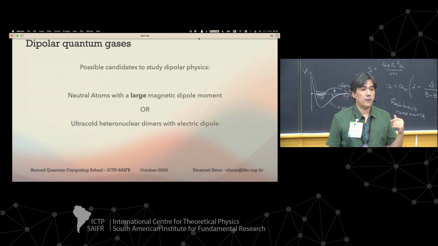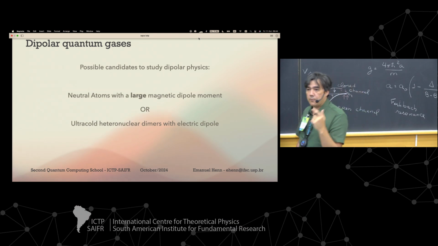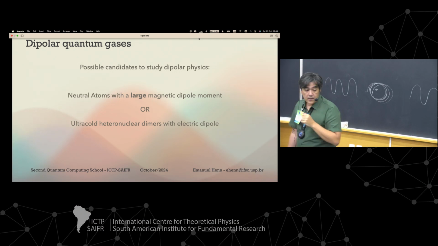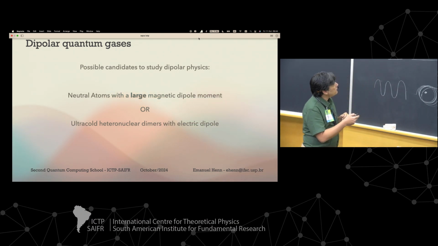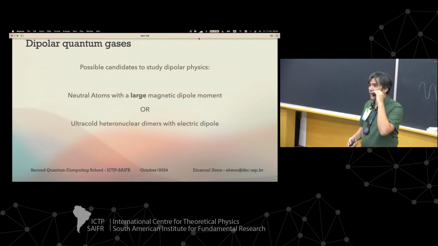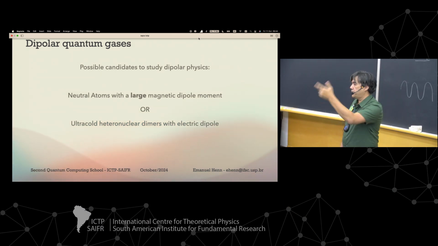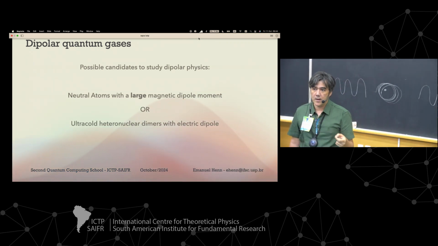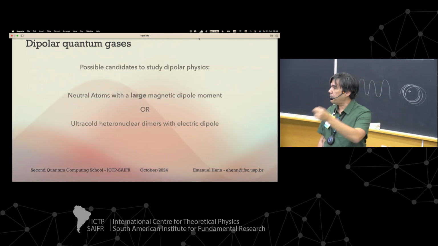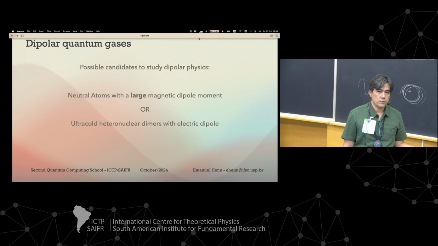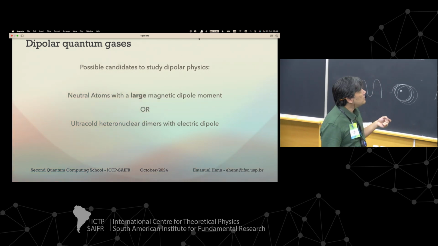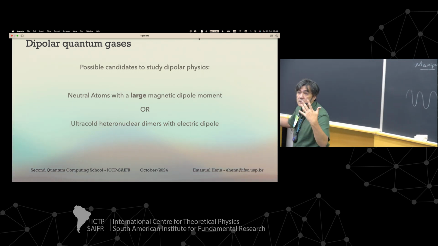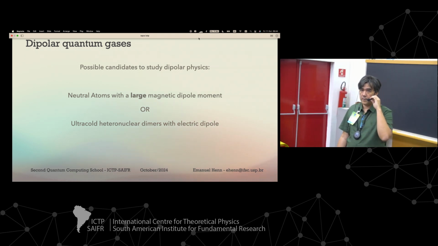Okay, which are the possible candidates to study dipolar physics? That's what we call a dipolar BEC, dipolar Bose-Einstein condensate. We can use neutral atoms with a large magnetic dipole moment. Why large? Because, you know, rubidium, which is the most common atom for BECs, is a small magnet. But it's so small that dipole-dipole interactions just don't play a role. It's too small. So I need an atom that has a large magnetic dipole moment such that this interaction is relevant in the dynamics of my problem.